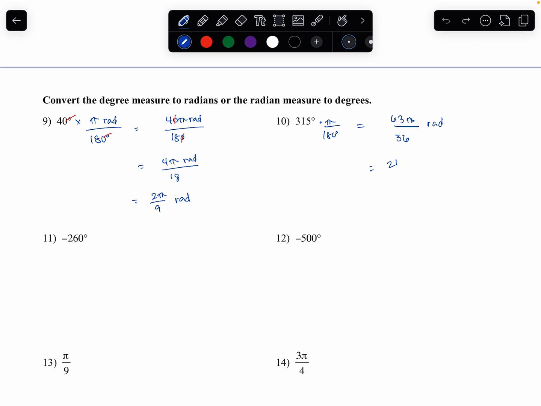Let me go back and simplify that actually. So 63 is divisible by 3. That gives me 21. And then 36 is divisible by 3. That gives me 12. They're both divisible by 9. So 63 divided by 9 gives me 7 pi, and then 36 divided by 9 is 4. So 7 pi over 4.